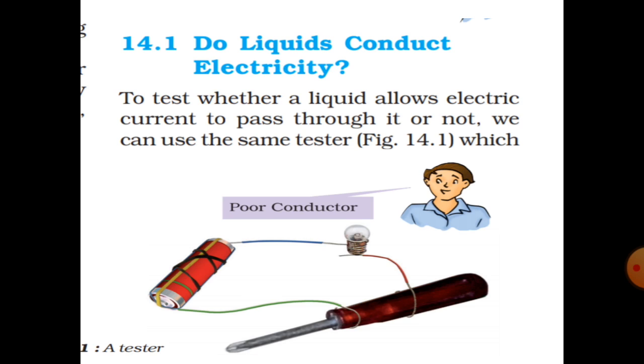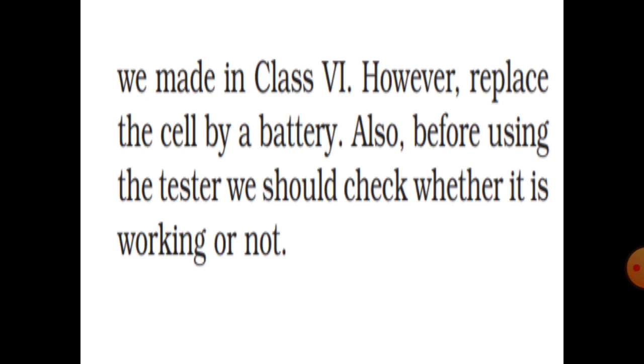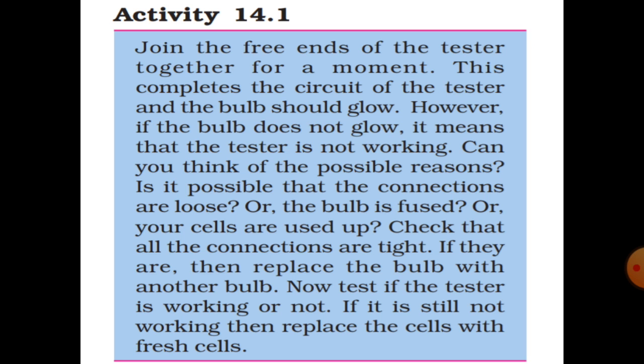To test whether a liquid allows electric current to pass through it or not, we can use the same tester which we made in class 6. However, replace the cell by a battery. Also, before using the tester, we should check whether it is working or not. Join the free ends of the tester together for a moment, which completes the circuit of the tester, and the bulb should glow. However, if the bulb does not glow, it means that the tester is not working.